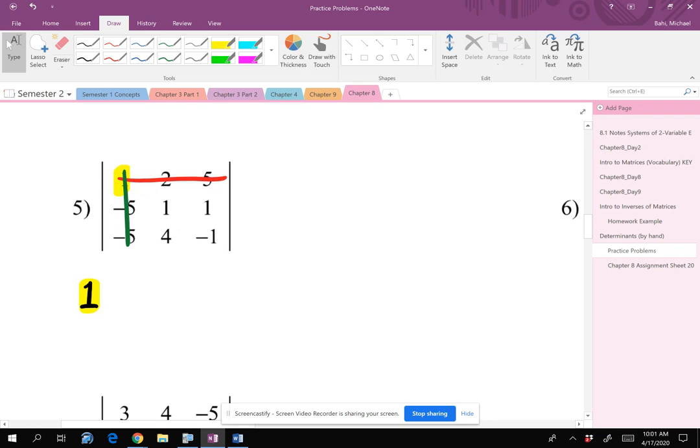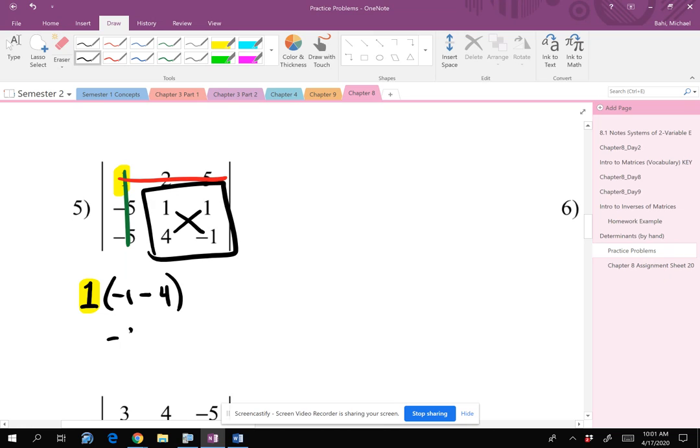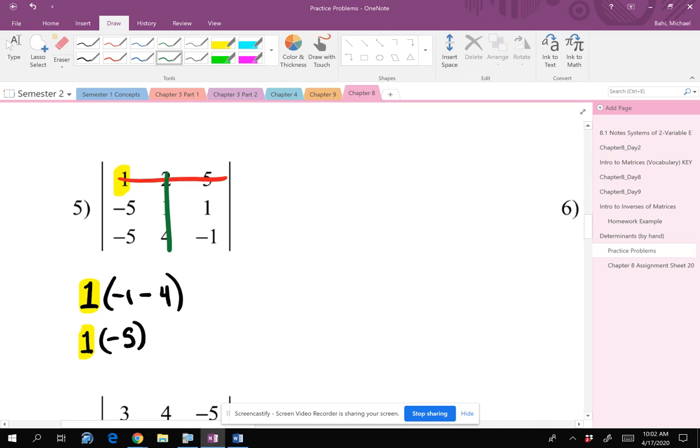Now I'm going to find the determinant of what's left over. So the determinant is going to be 1 times -1, so -1, minus 4 times 1, which is 4. That's going to be -5. And then we still have that 1 out in front. Now I'm going to keep the red line that's crossed, but move over to this column. What number is crossed? It's a 2.